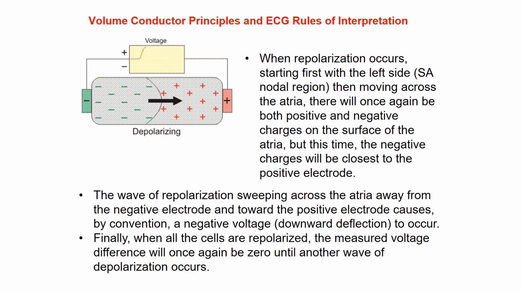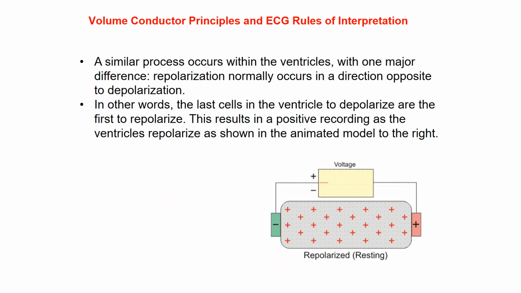The wave of repolarization sweeping across the atria away from the negative electrode and toward the positive electrode causes, by convention, a negative voltage, downward deflection, to occur. Finally, when all the cells are repolarized, the measured voltage difference will once again be zero until another wave of depolarization occurs. A similar process occurs within the ventricles, with one major difference: repolarization normally occurs in a direction opposite to depolarization. In other words, the last cells in the ventricle to depolarize are the first to repolarize. This results in a positive recording as the ventricles repolarize as shown in the animated model to the right.